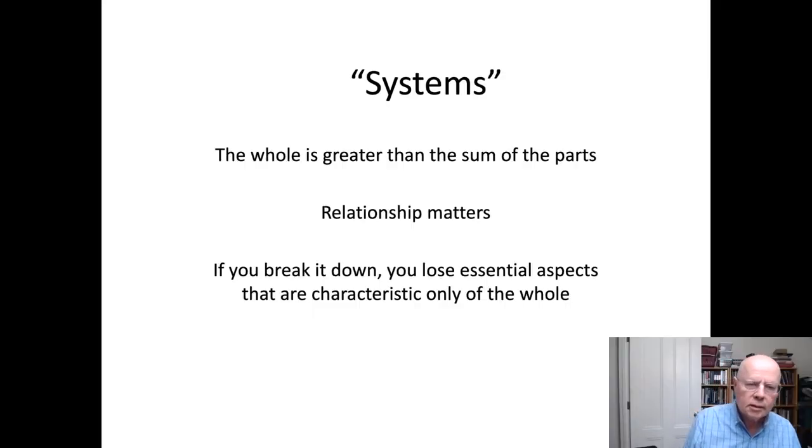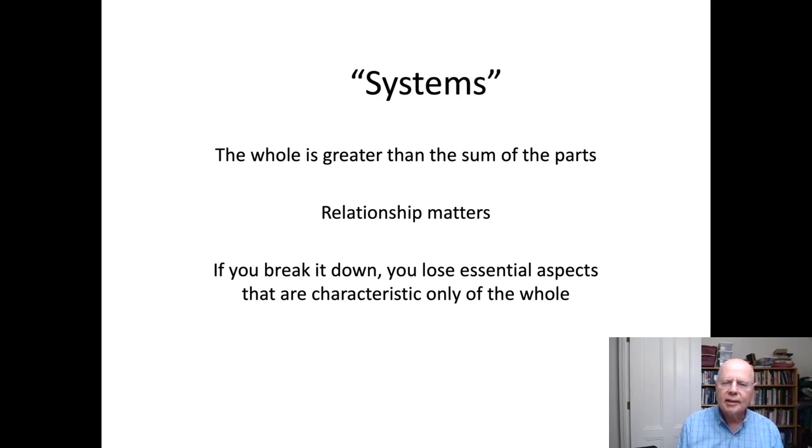So we've seen that systems imply a whole is greater than the sum of the parts. And we've seen how relationship matters even for simple things, and of course even more importantly for more complex things like human beings. And that if you break systems down, you lose essential aspects, because these essential aspects are characteristics of the whole and aren't characteristics of the parts separated from the whole.